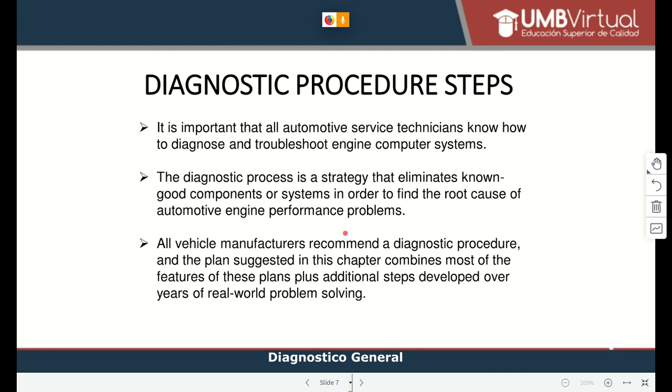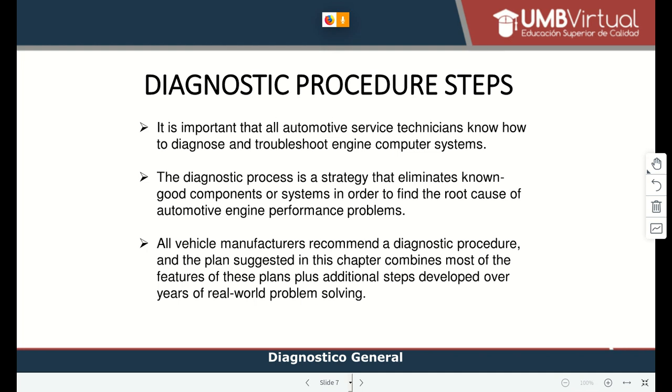All the OEM manufacturers recommend this diagnostic procedure. That's what I have mentioned several times. This chapter combines most of the features that this plan selection and steps developed over the years for real-world problem solving. What I want to remark here is that all vehicle manufacturers recommend diagnostic procedures. In this presentation we are just giving some important basic information on how to approach these problems, based on very basic info that you need to know.